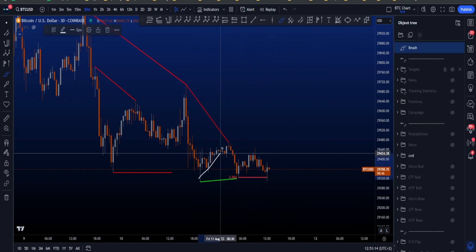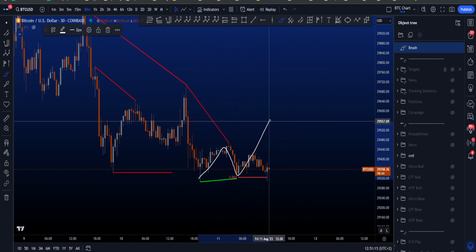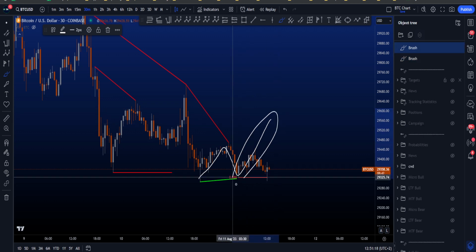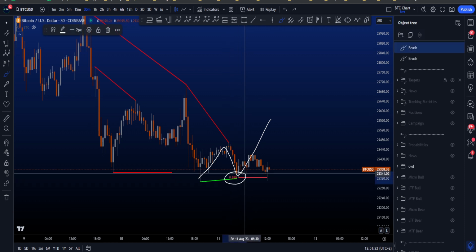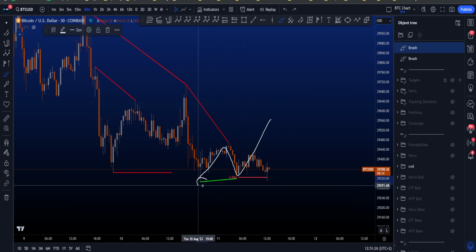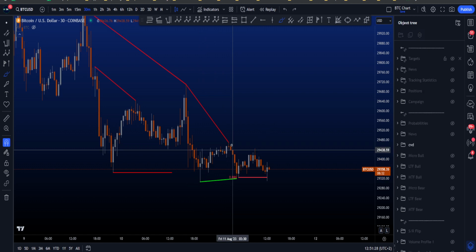Also, if this is a first move to the upside, a retracement, and we're looking for higher, the probability of this move to the upside being a corrective structure is higher than an impulsive structure, because price over here hit the 886 retracement taken from the low to the high over here.